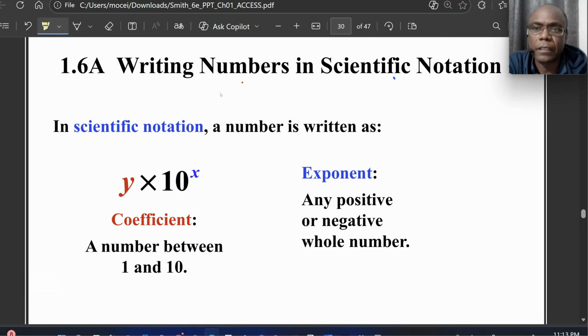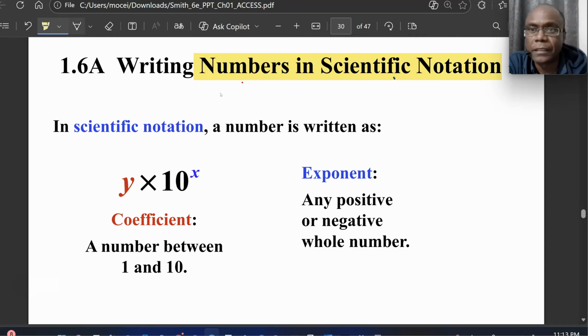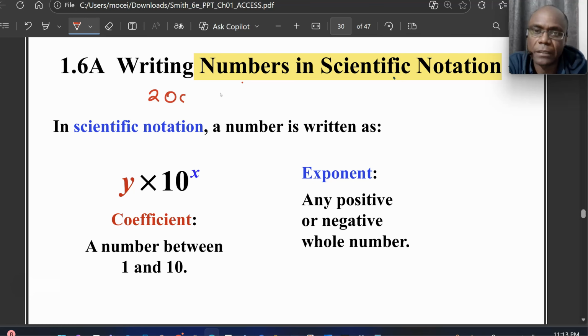Let us now learn how to write numbers in scientific notation. Some numbers, especially the big numbers, are best represented using scientific notation. For example, 2 million can be written as 2.0 times 10 to the power 6. So what we're saying is that we have 6 zeros after the 2. That's what 10 to the power 6 means.